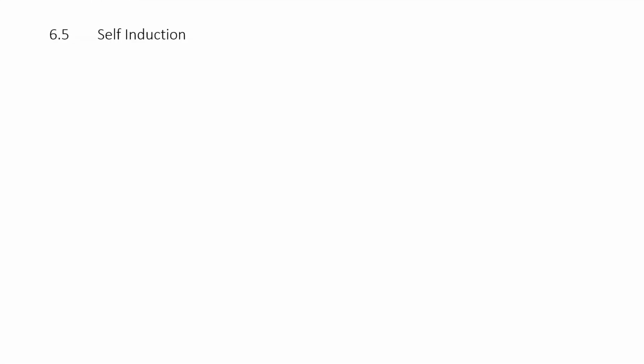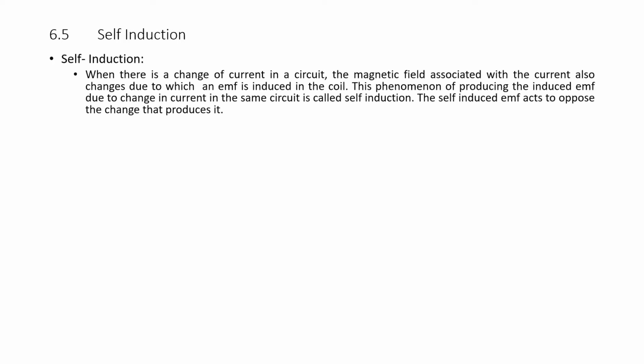Self-induction. In Section 6.5 we will study self-induction. Whenever there is a change of current in a circuit, the magnetic field associated with the current also changes, due to which an EMF is induced in the coil. This phenomenon of producing the induced EMF due to a change of current in the same circuit is called self-induction. The self-induced EMF acts to oppose the change that produces it.